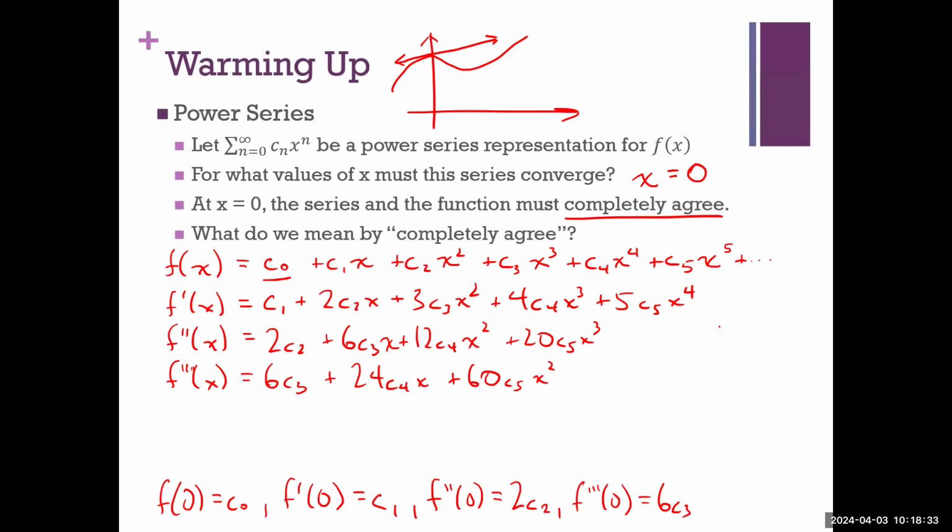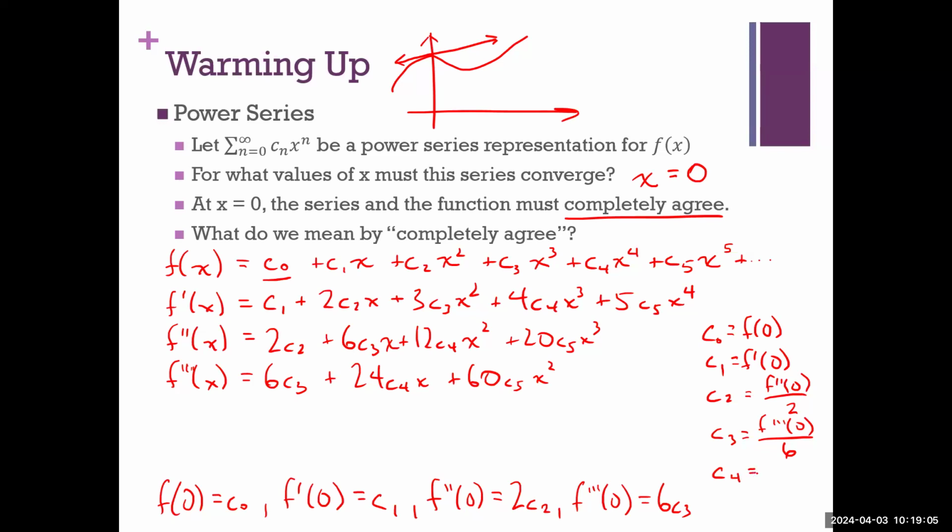And I'm going to solve for what these coefficients are. So c naught is equal to f of 0. c1 is equal to f prime of 0. c2 is equal to f double prime of 0 over 2. c3 is equal to f triple prime of 0 over 6. Can I say what c4 is?